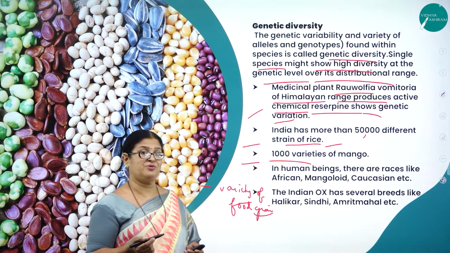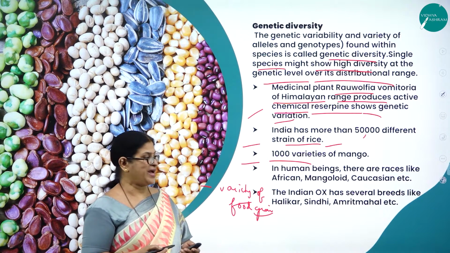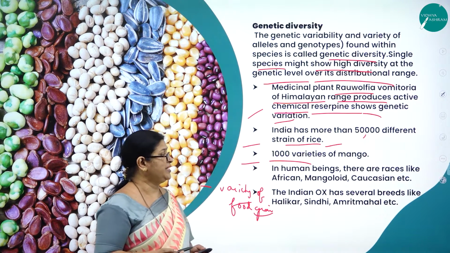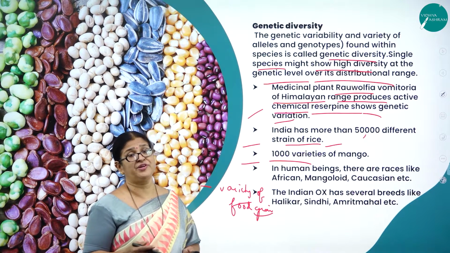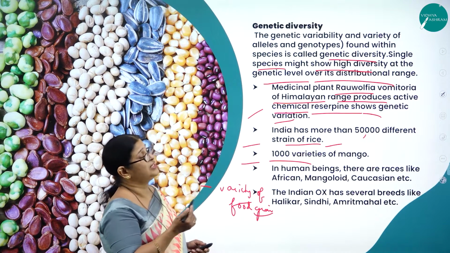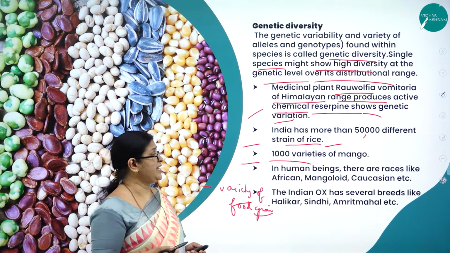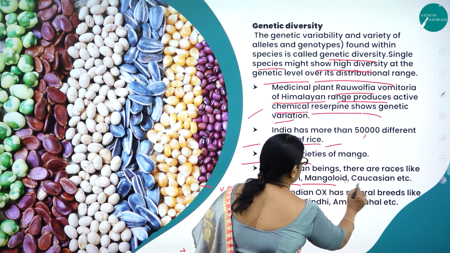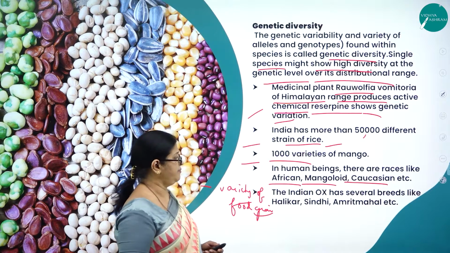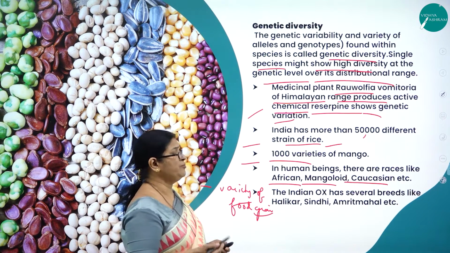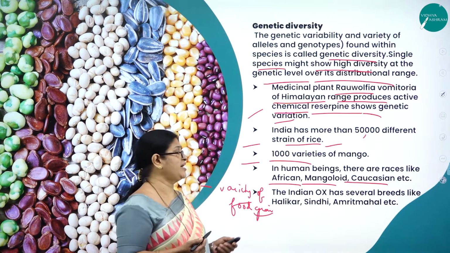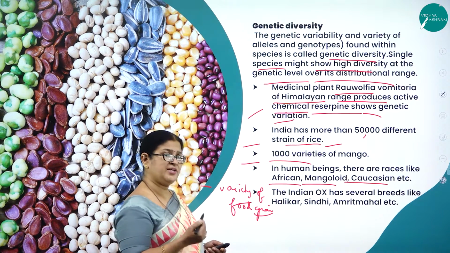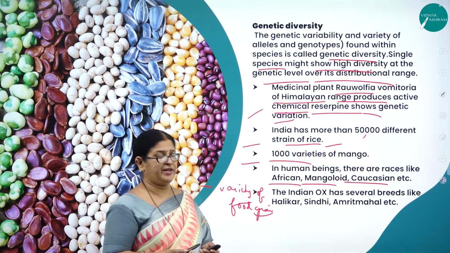But imagine, there are around 1,000 varieties of mango. As you know, mango is called the king of fruits. Who does not like mangoes? Then in human beings also we come across different races. It is all because of the genetic variability. We come across different races like the Africans, Mongoloids and Caucasians. So even in human beings we have different races, like the African race, Mongoloid race, then the Caucasian race. That is also due to genetic variability.